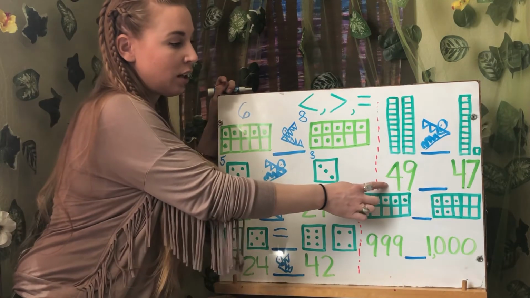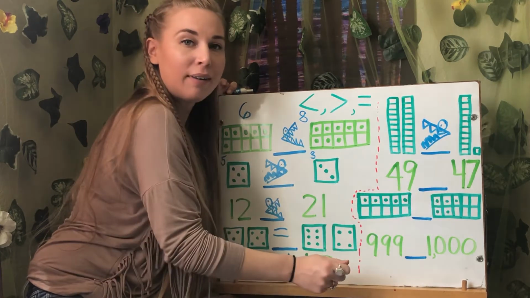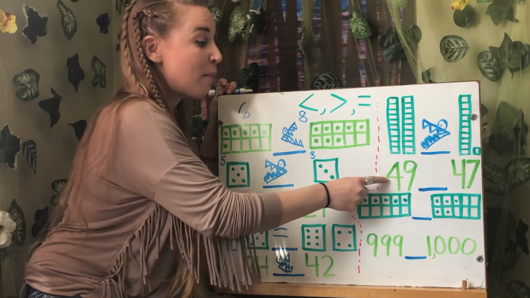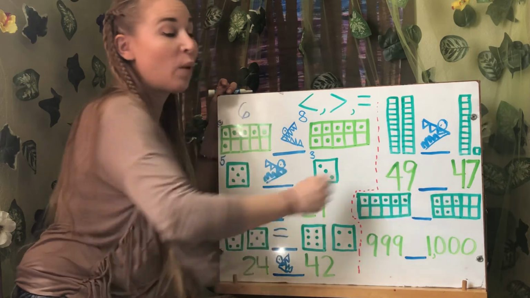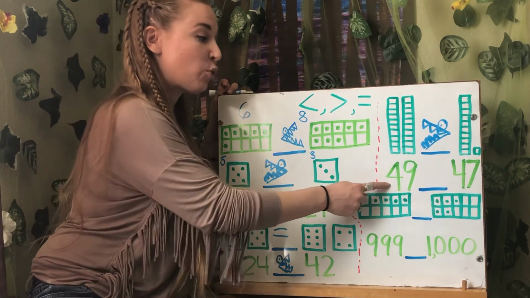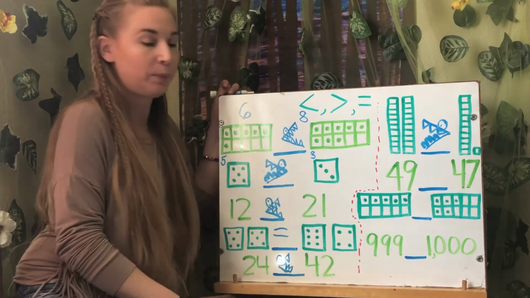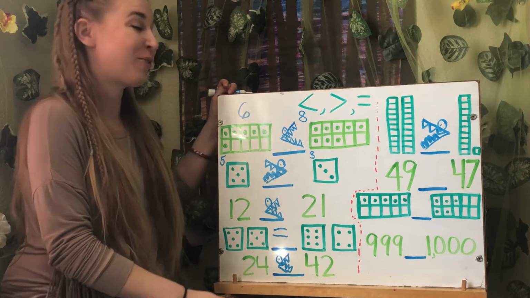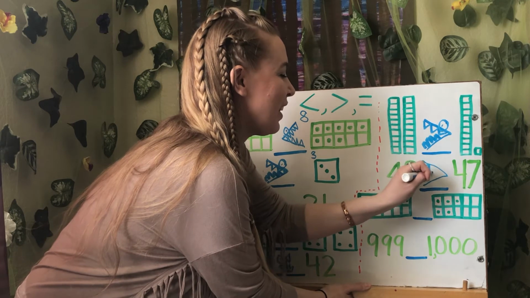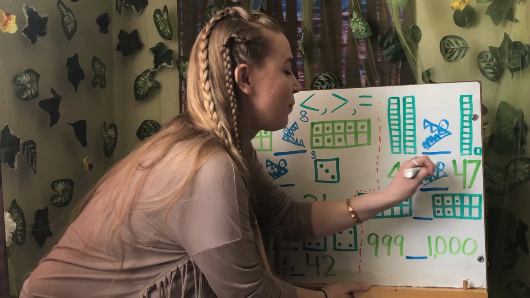Down here, 49. What's that number? 47. Now remember, we can do the 4 either way, so I wanted you to see both 4s. Is 49 greater than, less than, or equal to 47? It's greater than. So it's going to eat the 49 because it's really hungry. It wants a really big meal.